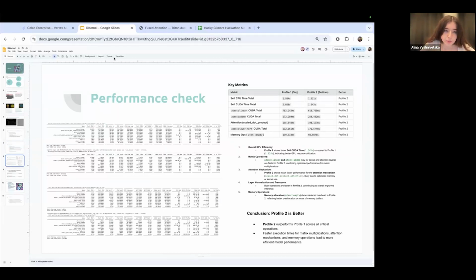I'm sorry if this slide is a bit small, but I actually asked GPT to analyze the profiles from the profiler, and the second solution is better, for sure. It performs better across all critical operations, and it has faster execution times for matrix multiplication and attention. And it's actually a very fun thing to go deep into if you are interested.